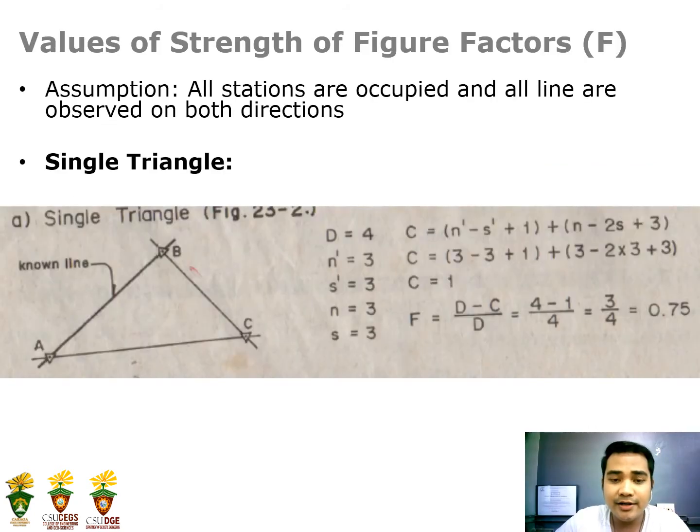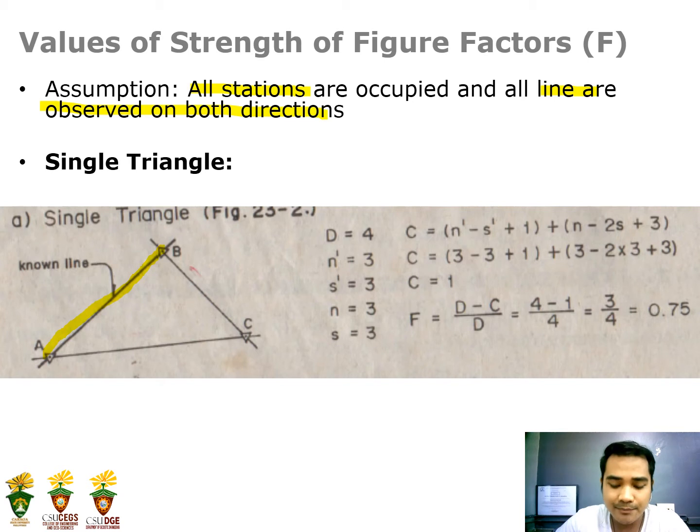So here are the examples of the figures whose strength of figure we will solve. First is the single triangle, and the assumption here is all stations are occupied and all lines are observed in both directions. In this simple illustration, there is one known line, which is the line AB, and we assume that all stations are connected and all lines are being observed in both directions.